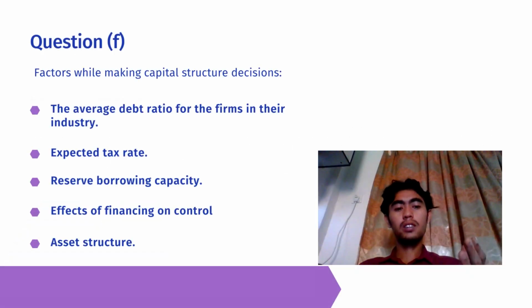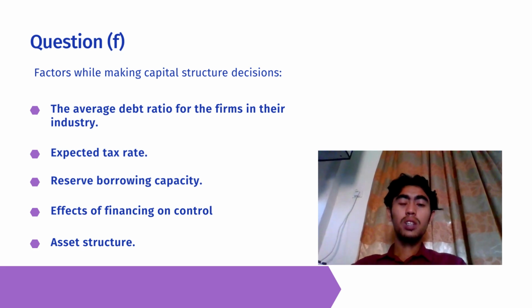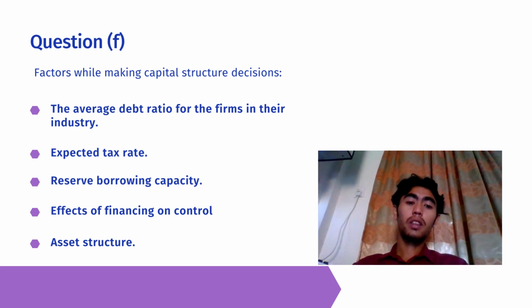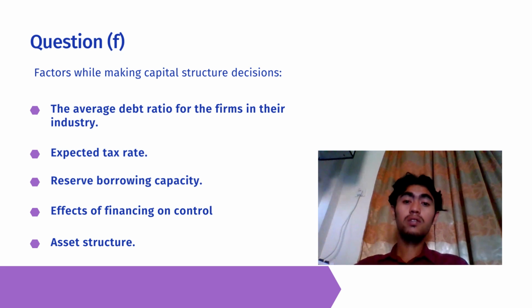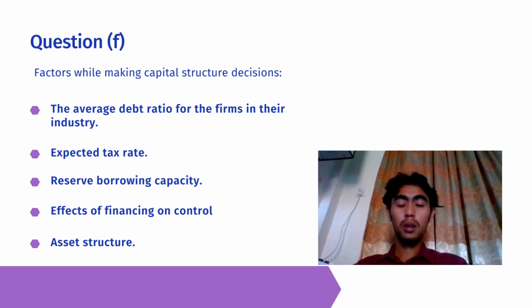So these are some factors that we can consider while making capital structure decisions. The first is we need to consider the average debt ratio for the firms in their industry. The next is the tax rate, their reserve borrowing capacity, the effects of financing on control, and lastly, a firm's capital structure.